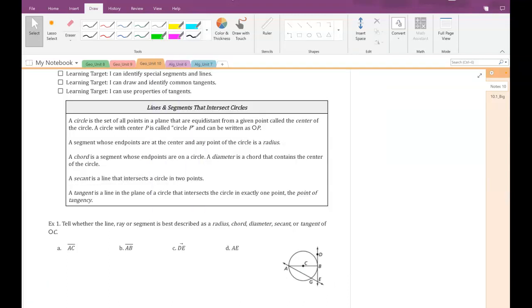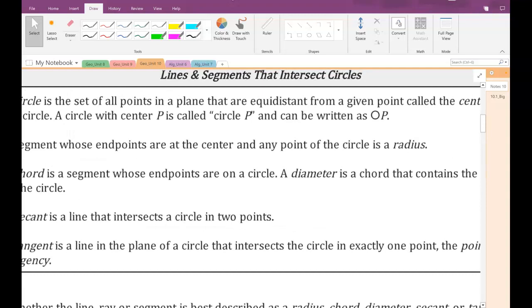Circle. We always name it by its center. So a circle with center P is called circle P. It can be written as a circle symbol and then a P next to it. Sometimes you'll see it written as a circle and a dot and then a P. That's also, we would say that's circle P. So circle with center P.